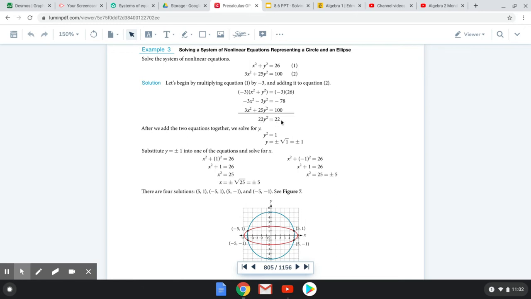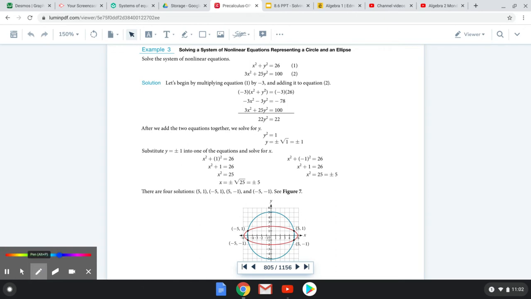22y squared equals 22, and we can then solve that for y. So dividing both sides by 22, we get y squared equals 1. And then if we take the square root of both sides, we get plus or minus the square root of 1, which is just plus or minus 1. Now bear in mind that plus or minus, okay? So we have plus or minus 1. So we need to plug in both +1 and -1 into one of our original equations. I'm going to go ahead and use this equation.